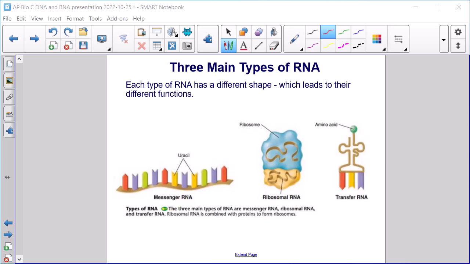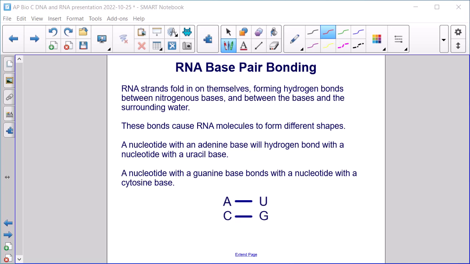3 main types of RNA. Each type of RNA has a different shape, which leads to their different functions. RNA strands fold in on themselves, forming hydrogen bonds between nitrogenous bases and between the bases and the surrounding water. These bonds cause RNA molecules to form different shapes. A nucleotide with an adenine base will hydrogen bond with a nucleotide with a uracil base, and a nucleotide with a guanine base bonds with a nucleotide with a cytosine base.